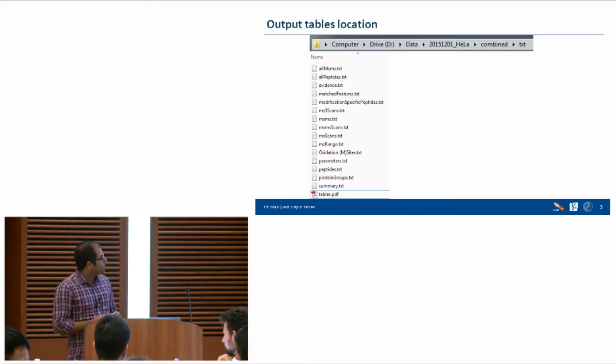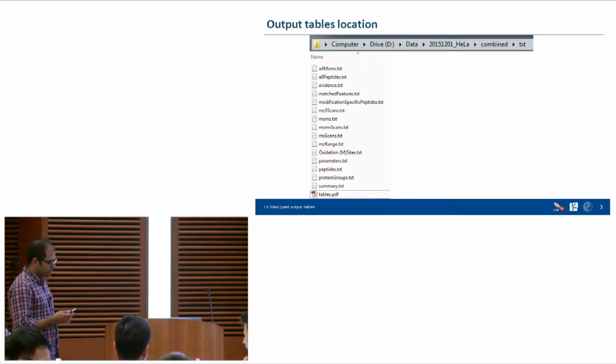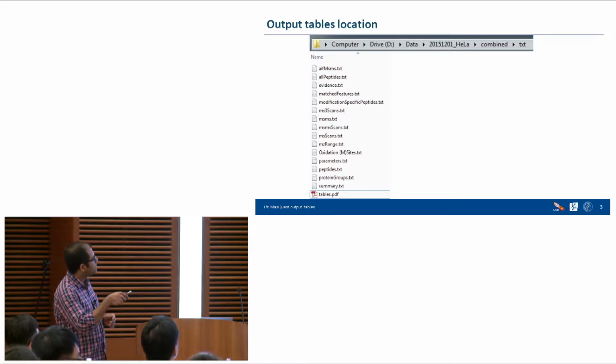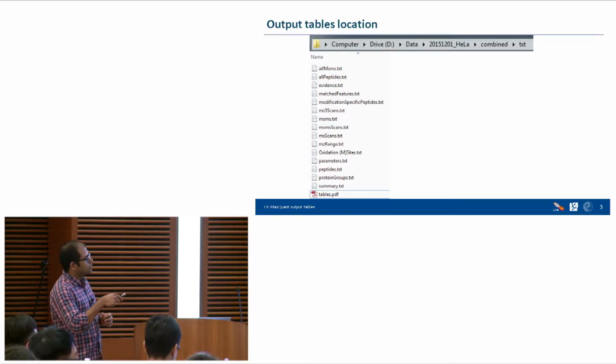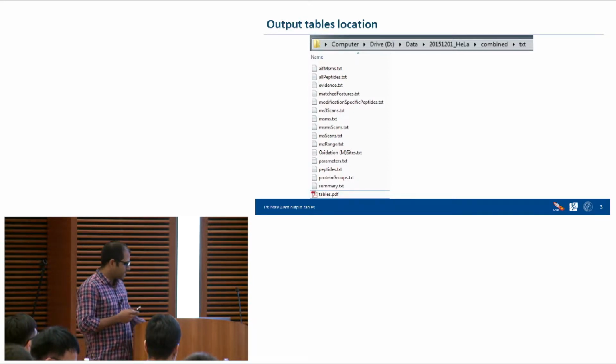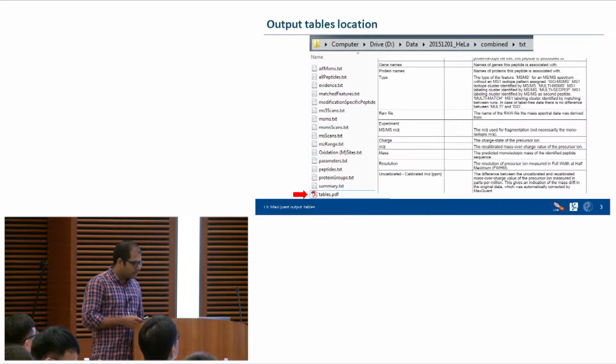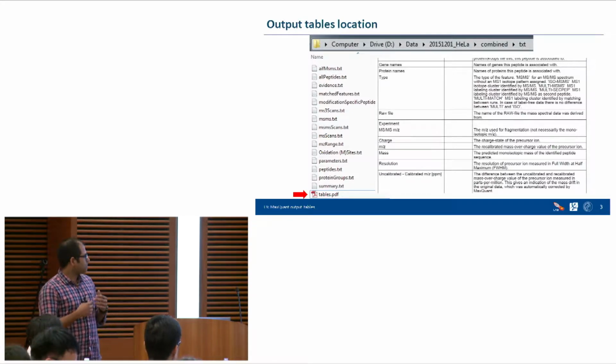So there are a lot of output tables. They are usually located wherever the MaxQuant run was actually performed. In this case, these were the raw files processed, and in that combined txt folder, you have all the raw files, the txt files, and also this tables.txt. And if you look at this, for most of the column headers, it's giving descriptions of what exactly each one is.